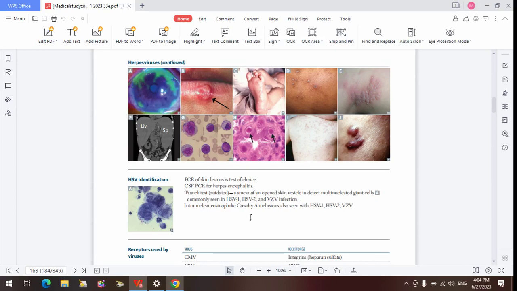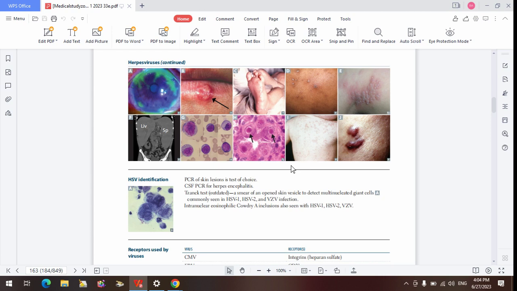So, identification method for the herpes simplex virus. The preferred mode for identifying them is PCR. One thing about this diagnostic test is that they don't really ask them. They rarely ask which diagnostic test is the preferred one. That should be more of a step two question.